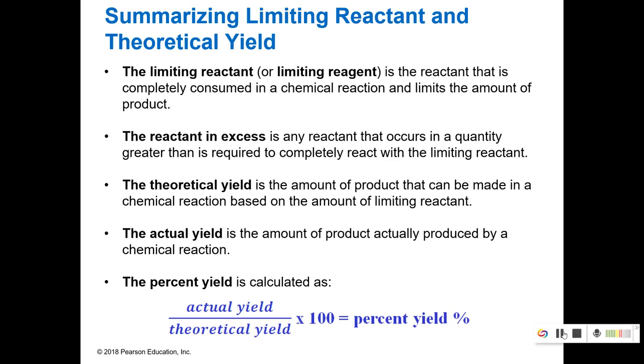The theoretical yield is the amount of product that can be made in a chemical reaction, and just remember, that's going to be the smallest answer. The actual yield is the amount of product actually made in a reaction, and that's going to be a lab result. Percent yield is actual over theoretical times 100. Generally, a problem will tell you the actual yield, and you'll have to calculate the theoretical yield before you can find the percent yield.